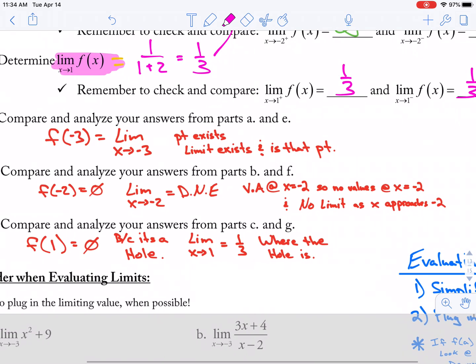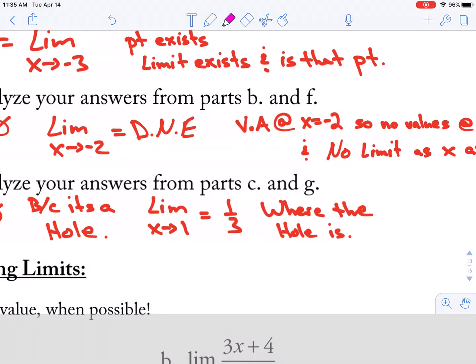So if you look at parts A and E, if the point exists, just plug it in, and that's where the limit exists there, and it is that point. If the point does not exist, or if there's an asymptote, a vertical asymptote for instance, then the limit does not exist, and you'd have to look at the graph to prove that, but the limit would normally not exist there. If there's a hole in the graph, the point does not exist, but the limit does, and the limit is where the hole happens.